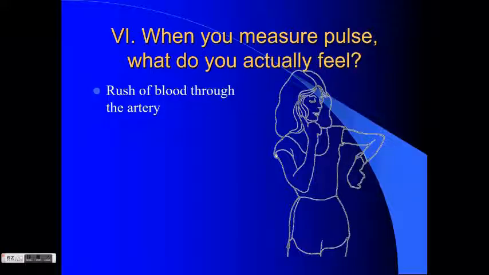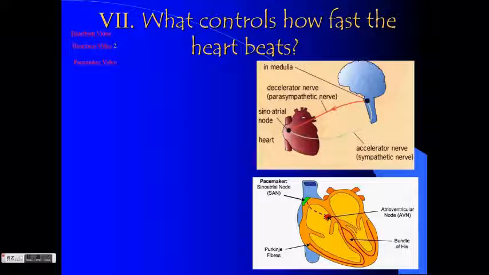When you're measuring your pulse, you're measuring the rush of blood through the artery. Again, you can measure your heartbeat just by putting your hand on top of your heart. But the pulse is technically what you're measuring through that artery. And again, each time the heart beats, a rush of blood goes through that artery, causing it to expand, so it kind of simulates that heartbeat.